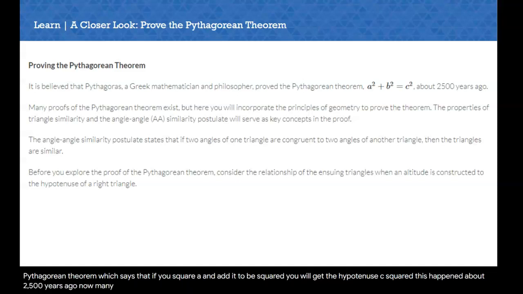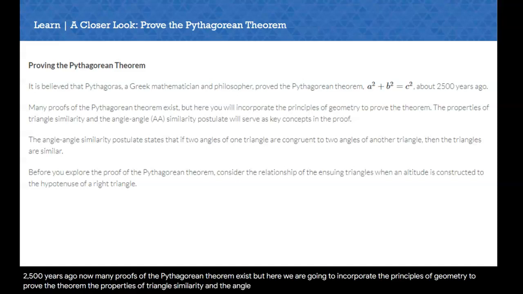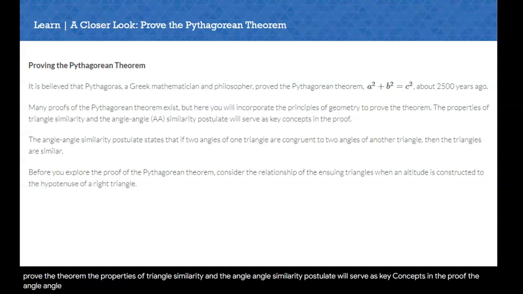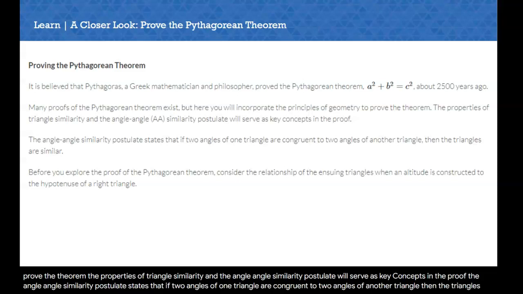Now, many proofs of the Pythagorean theorem exist, but here we are going to incorporate the principles of geometry to prove the theorem. The properties of triangle similarity and the angle-angle similarity postulate will serve as key concepts in the proof. The angle-angle similarity postulate states that if two angles of one triangle are congruent to two angles of another triangle, then the triangles are similar.